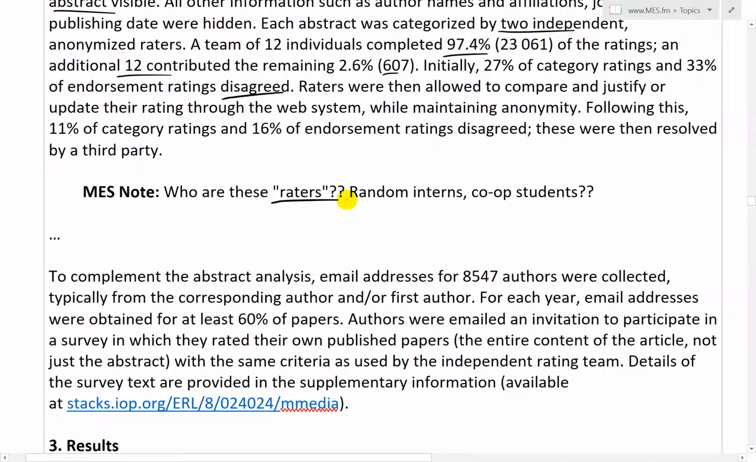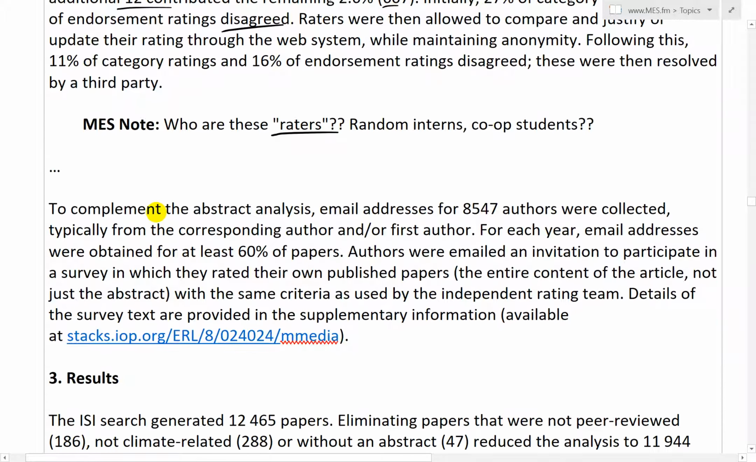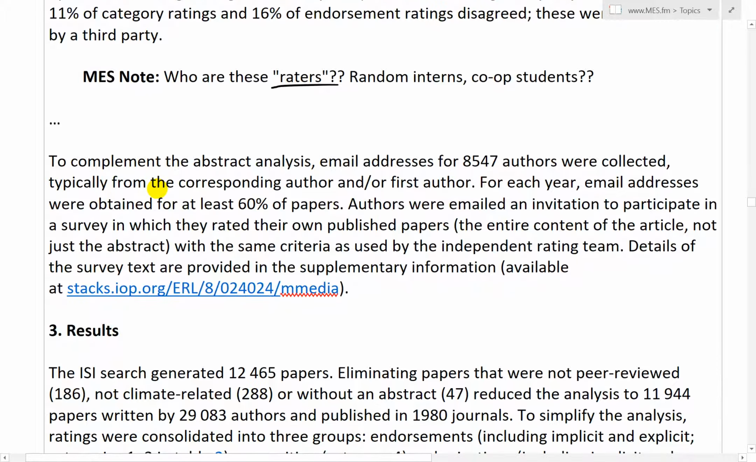Amos said, "Who are those raters? Random interns, co-op students, or experts?" So yes, these were the... I'm just not sure about this whole study.